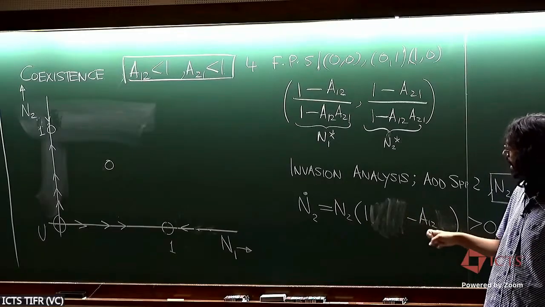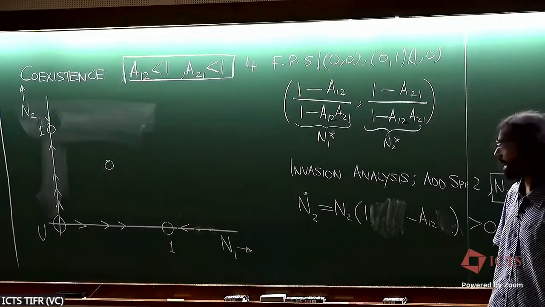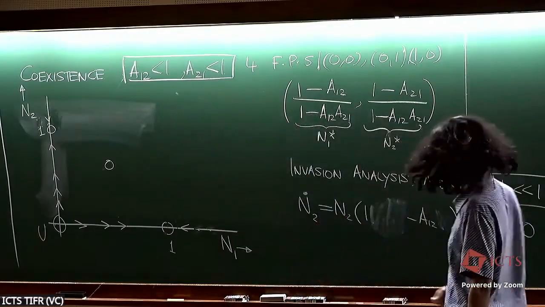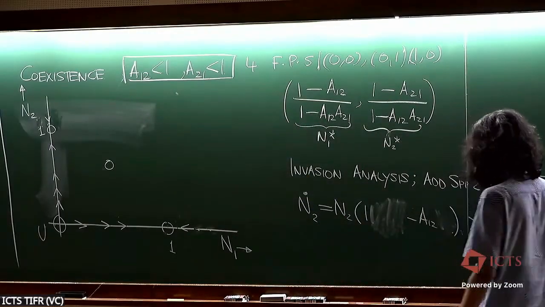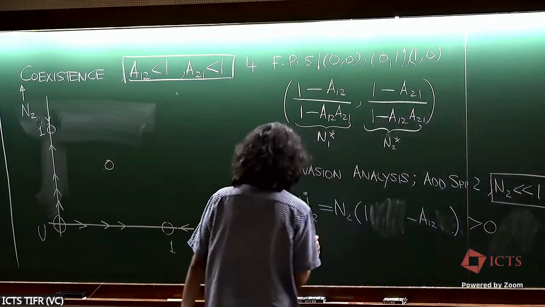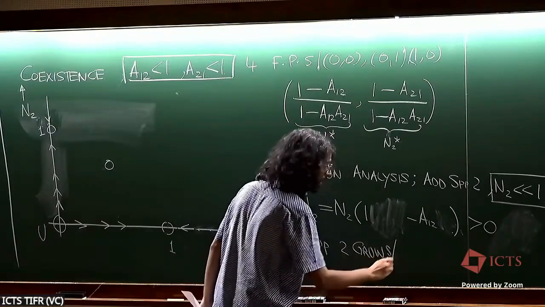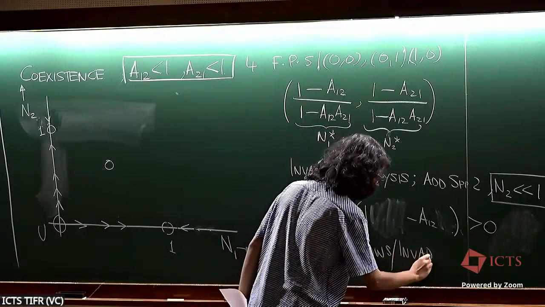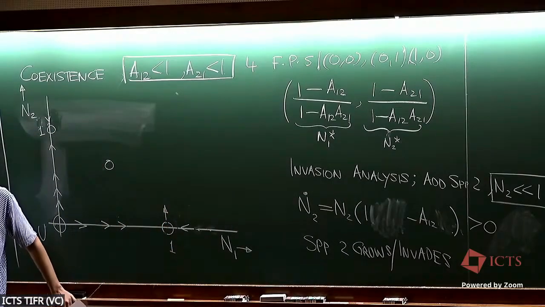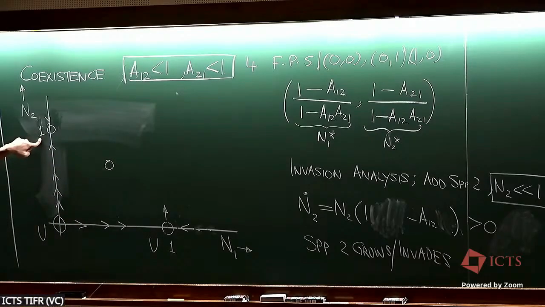All you care about is 1 minus A12, right? And what's the sign of this guy? A12 is less than 1, so this is greater than 0. And so this species will grow, right? Species 2 grows, or in the jargon of ecology, it invades. And that means you have at least one unstable direction that you found. That's unstable. What about 0, 1?